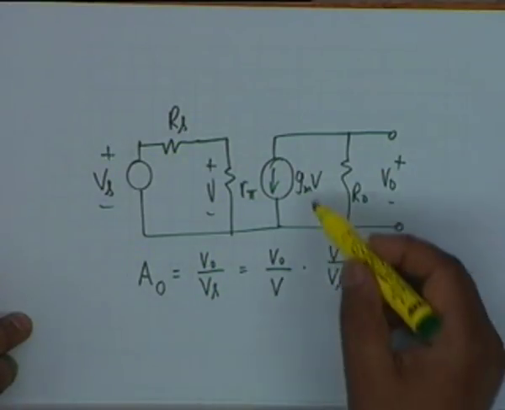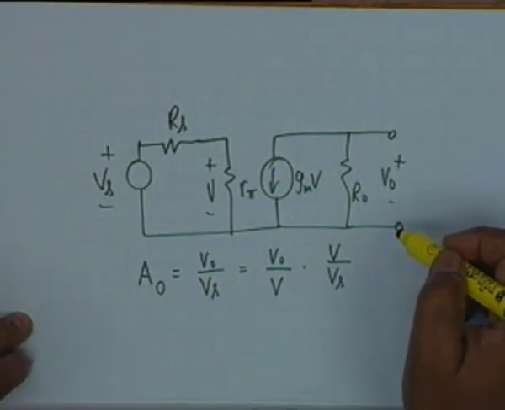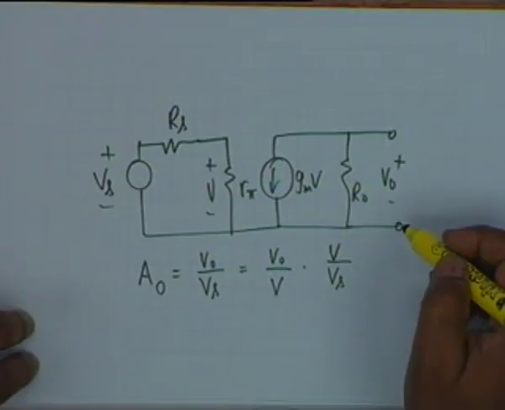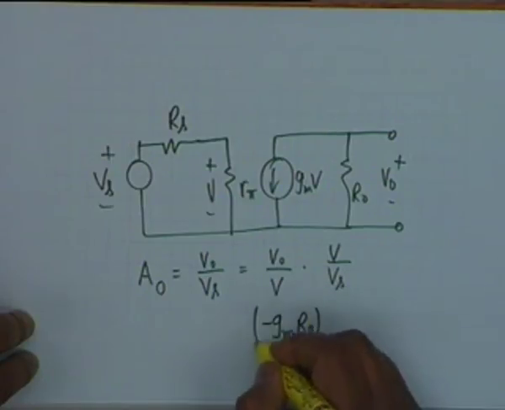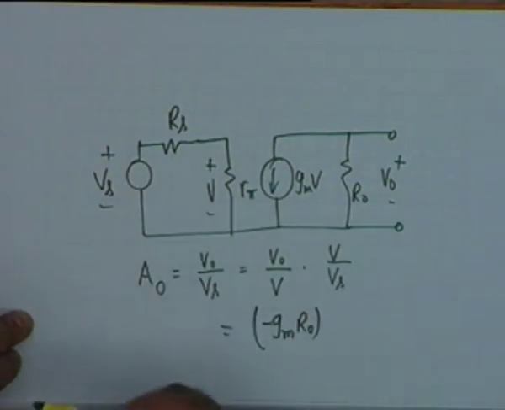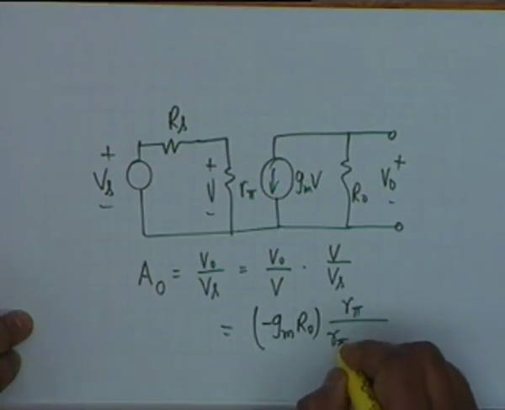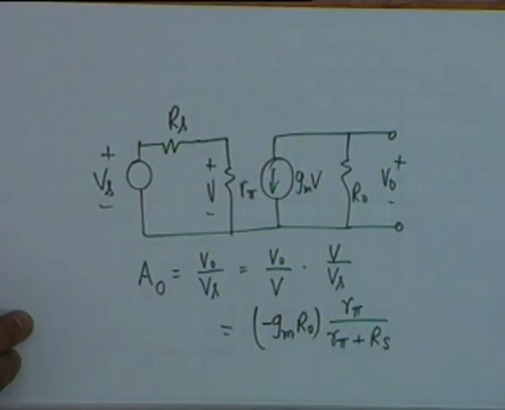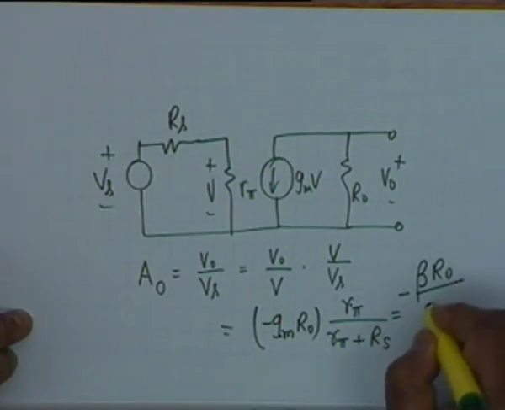What is V0 by V? You see, this current flows through R0, and therefore V0 must be equal to minus GMV times R0, and therefore V0 by V is simply minus GM R0, and V by Vs is simply a potential division, that is R pi divided by R pi plus Rs. And you see that GM and R pi come as a product now. The product is beta, and therefore I can write this as minus beta R0 divided by R pi plus Rs.